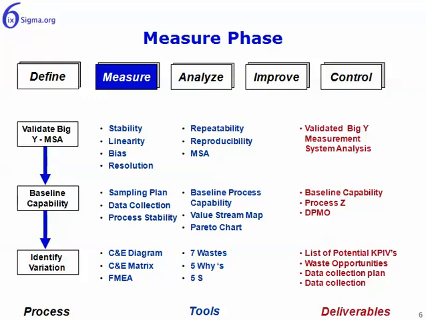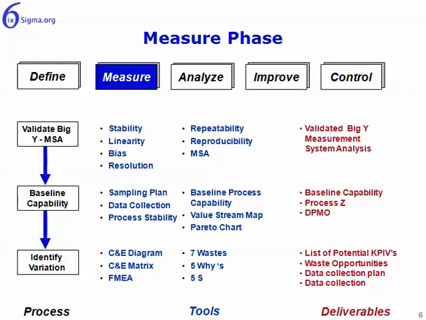So again, we know what the problem is, we know we can reliably measure it, we know to what extent it exists, and then the last thing in the measure phase is we want to identify the opportunities for waste elimination or variation, and the deliverable is to list the potential key process input variables. So we know that the big Y is not behaving the way we'd like it. What are the inputs that are potentially causing that? So that's on the DMAIC side.